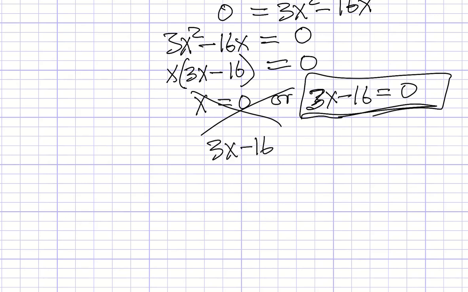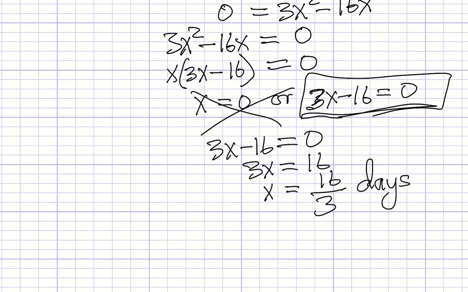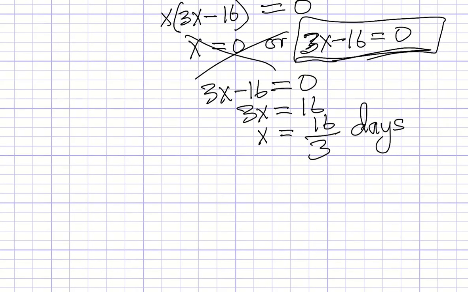3x minus 16 equals 0, so 3x equals 16, x equals 16 over 3. Now notice we're dealing with days. We can leave it like that; that's what our teacher wants. But if we divide 3 into 15, 3 goes into 15 five times, and then 1 over 3 remains. You see that, right? Because 5 times 3 is 15, and 15 plus 1 is 16. So it will take 5 days and 1 over 3 days.